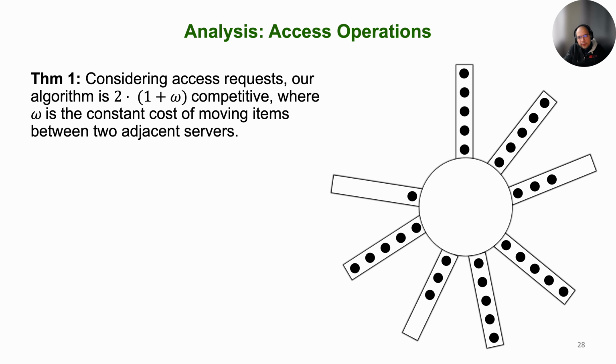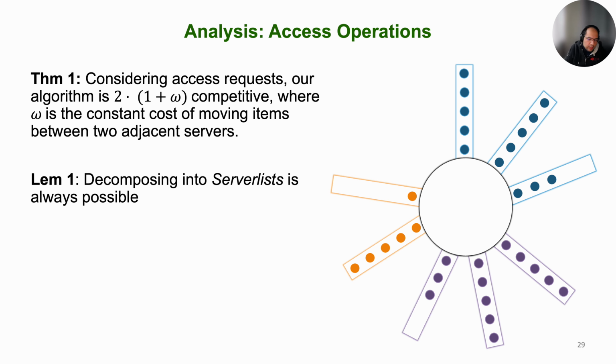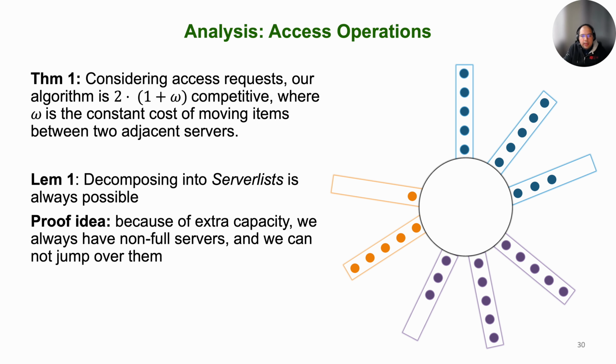So our proof has multiple steps. I mentioned two of them here. The first one is that we show we can partition an instance of consistent hashing into a set of lists, what we call server lists, because the difference between lists is that here we have capacity and items can come from multiple heads. And we can do this decomposition because we assumed a little bit of extra capacity always. We have non-full servers, and during the access operations, we will not jump over these non-full servers.